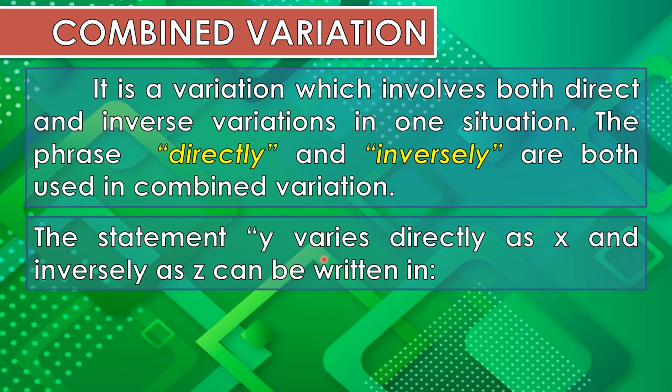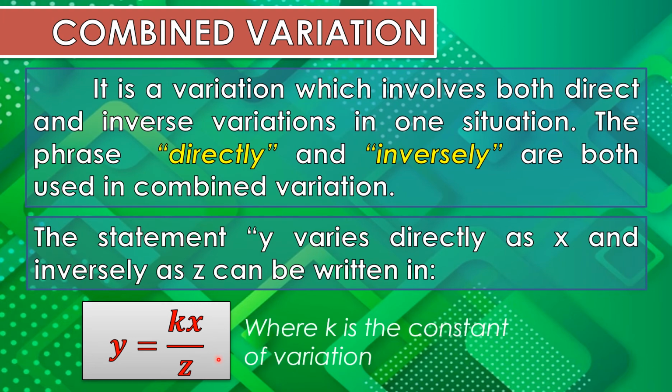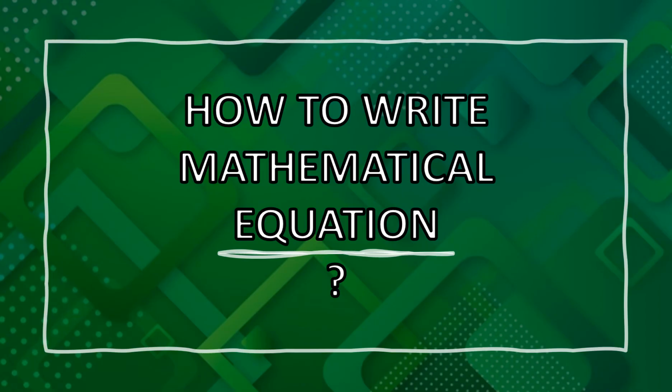Then the statement y varies directly as x and inversely as z can be written as y equals kx over z. Since na-state directly, ito naman yung inverse natin z, kaya ilalagay natin sa ilalim. Okay, we also have k here, that is the constant of variation. Next, how to write the mathematical equation in a combined variation.